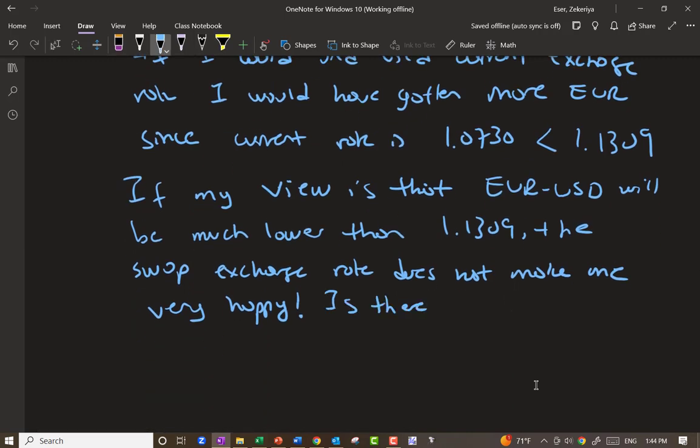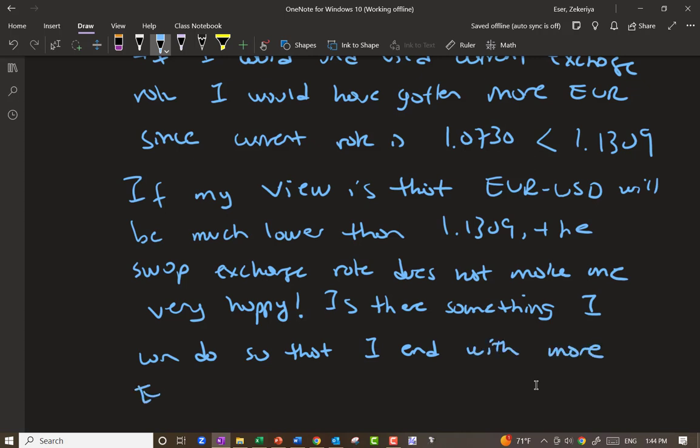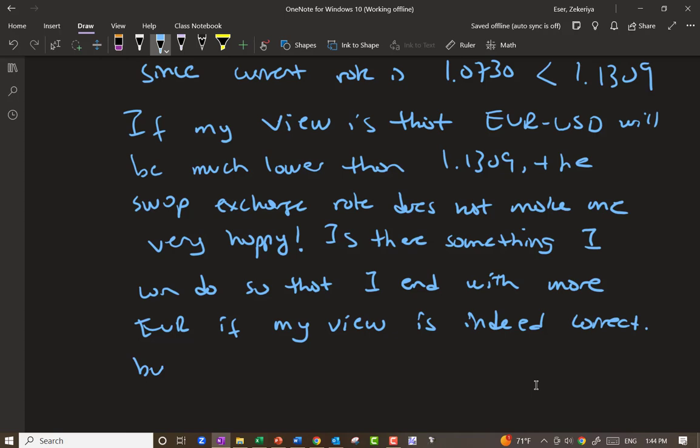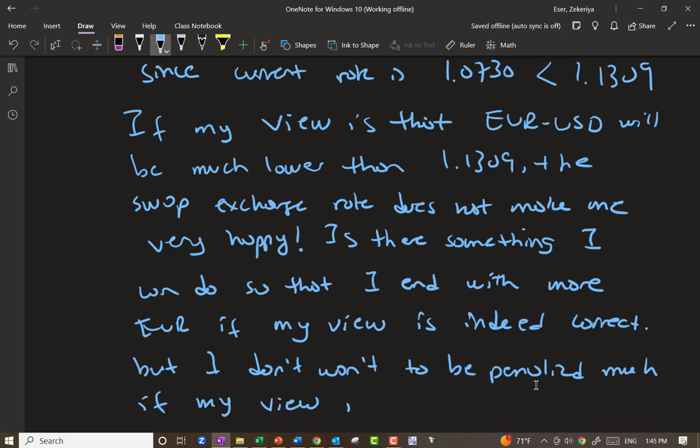Is there something I can do so that I end up with more euros if my view is indeed correct, but I don't want to be penalized much if my view is incorrect.